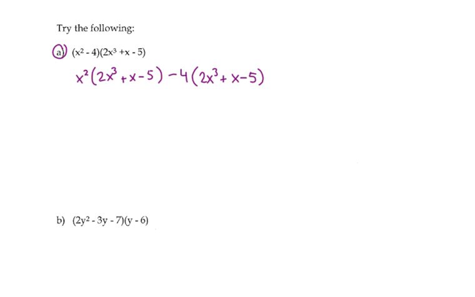Okay. So your first step should look like that. Your x squared, you're going to multiply by the 2x cubed plus x minus 5, and then you have minus 4 times the 2x cubed. Remember that sign has to be there in front of that number. Okay, then you're distributing in.